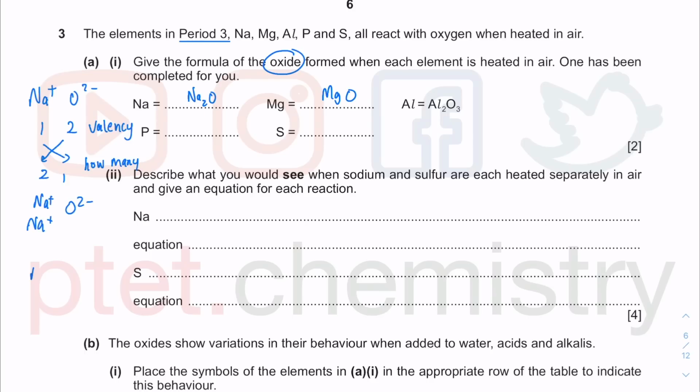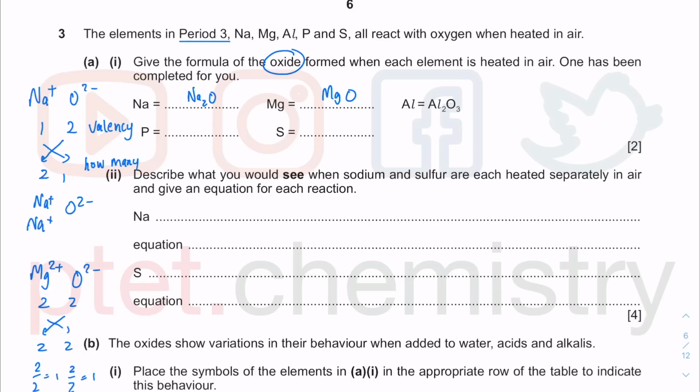On the other hand, when you have MgO, Mg2 plus O2 minus, 2 and 2 for the valency, but you need the simplest whole number ratio, so you only have 1 Mg2 plus and 1 O2 minus. Al3 plus O2 minus, based on their valency, you get Al2O3. Now onto the phosphorus and sulfur.